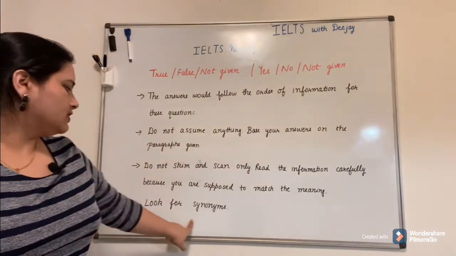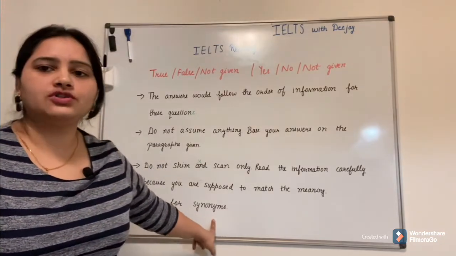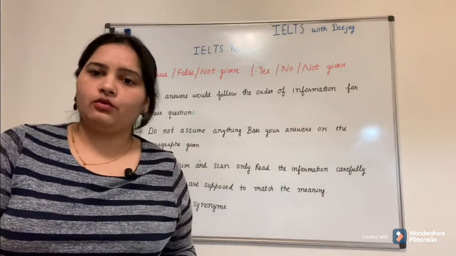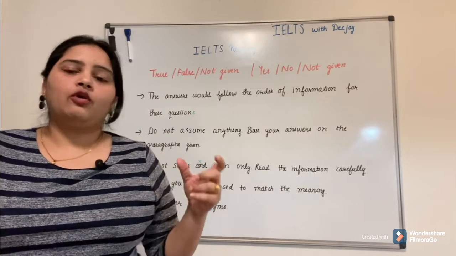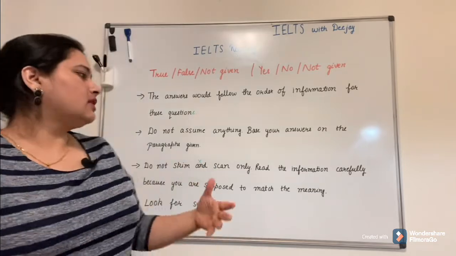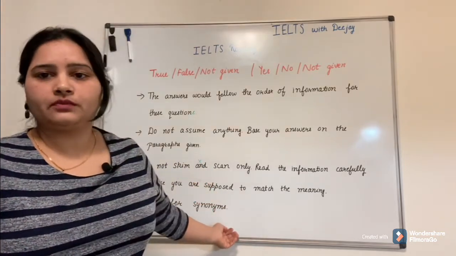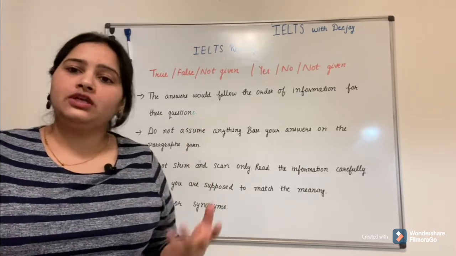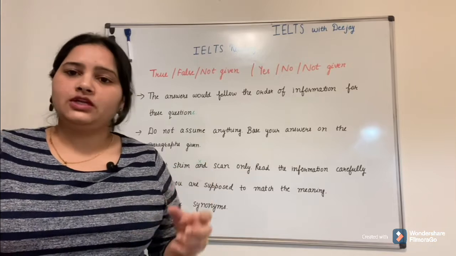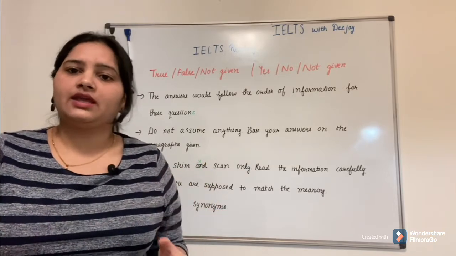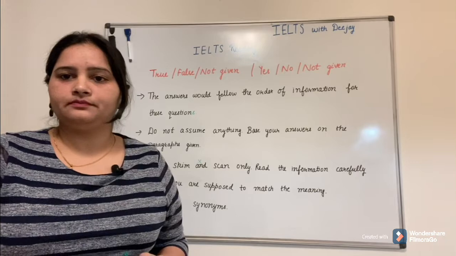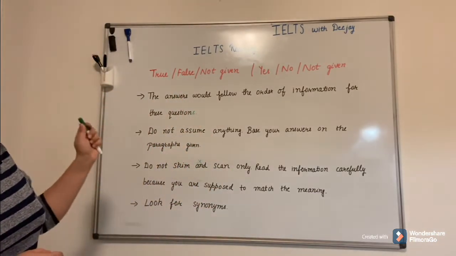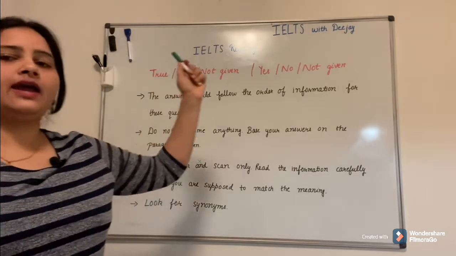Next is, look for synonyms. You have to watch out for synonyms. You need to find which synonym can go for which question, for which word, because this is how your answers will be. You will not get straight answers in this type of questions. You need to find synonyms. You need to find different words that can go for such words. So these are the tips that you need to follow to understand true, false, not given and yes, no, not given questions.